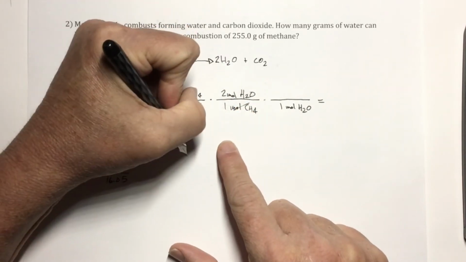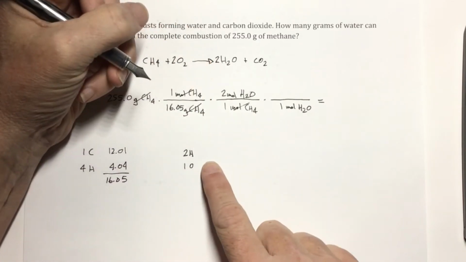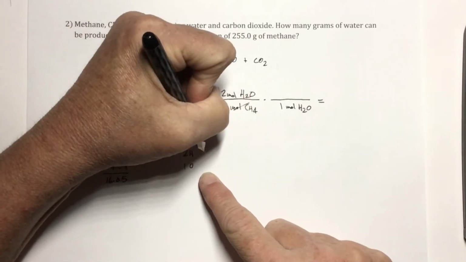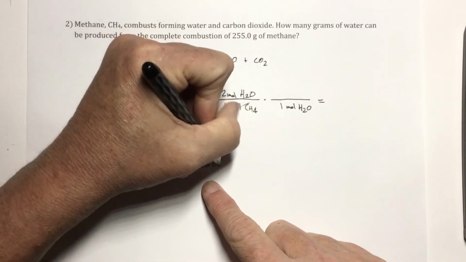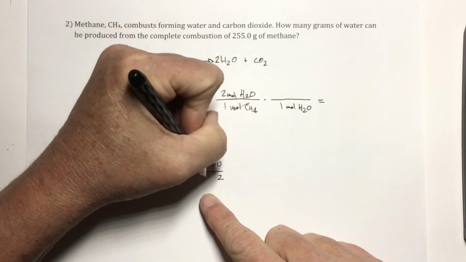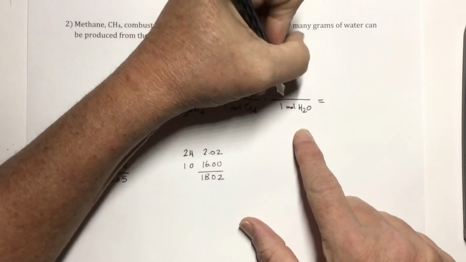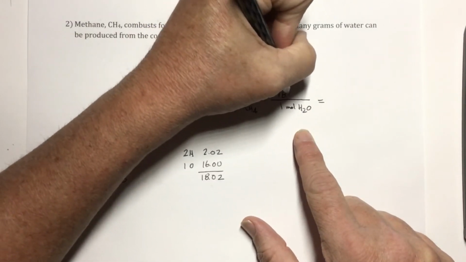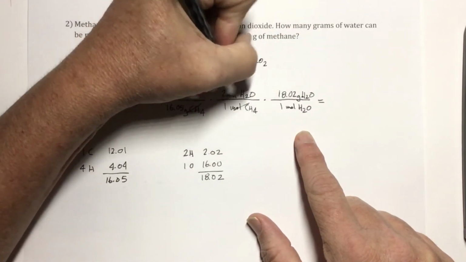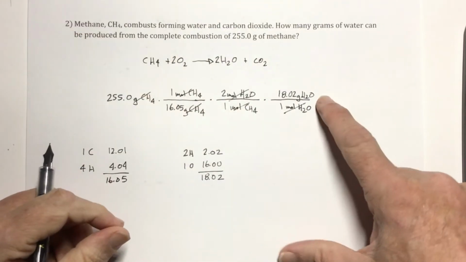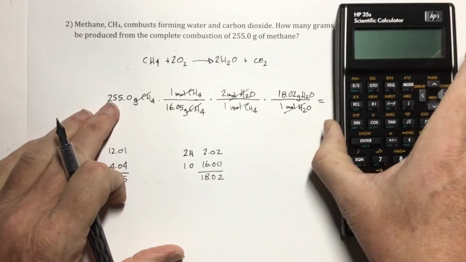So water, H2O, has 2 H's and 1 O. The H is 1.01 each, so that's 2.02, and 1 oxygen is 16.00, so 18.02. So 18.02 grams H2O. Now my moles of H2O cancel out, and all I'm left with is grams of H2O, which is what I want, so we're good to go here, just a matter of doing the arithmetic.